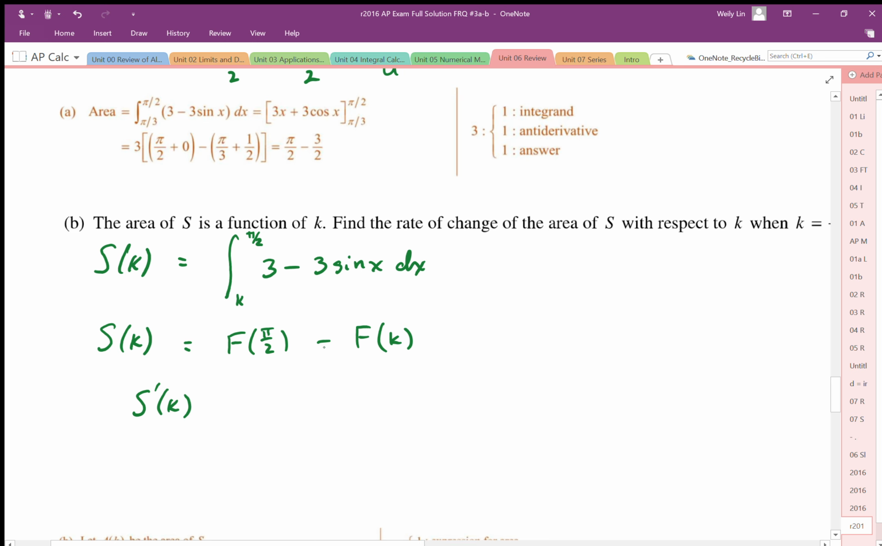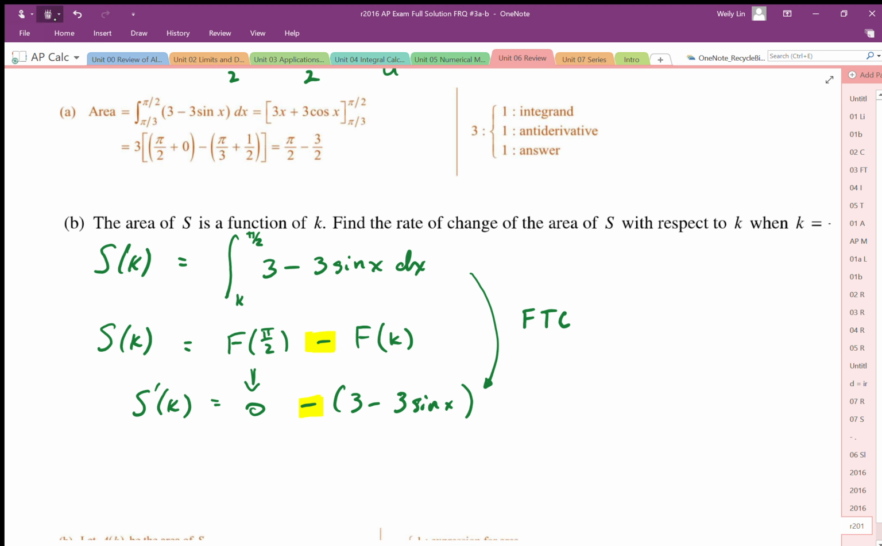When we differentiate this, the derivative is going to be the negative portion of this, because the upper-bound part will differentiate to 0, and this will differentiate to the negative of this expression. So it becomes negative of 3 minus 3 sine x. By the fundamental theorem of calculus we go straight from here to here, but we have to be careful of this negative sign. I'm going to highlight that negative sign, because k is on the lower bound. That's our variable, so the variable is on the negative part of that expression, not the positive part. That's one thing you have to be very careful of with this question.